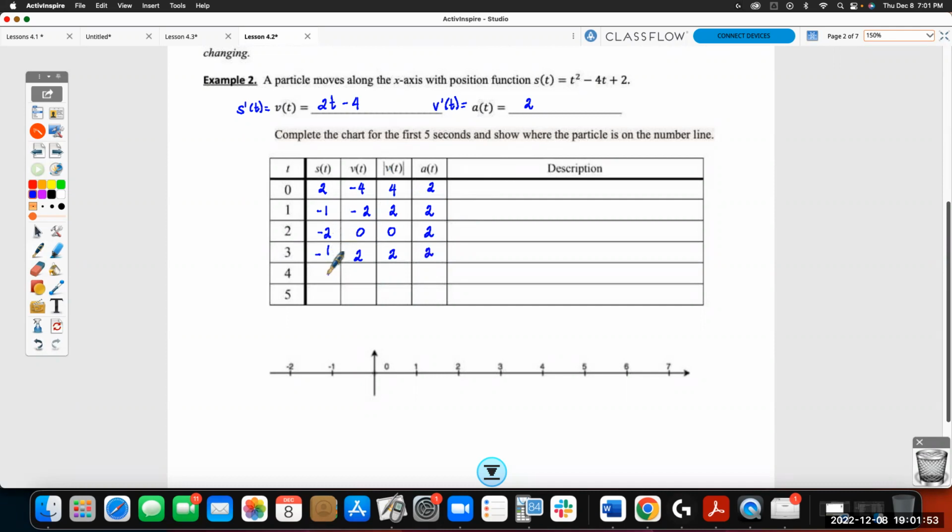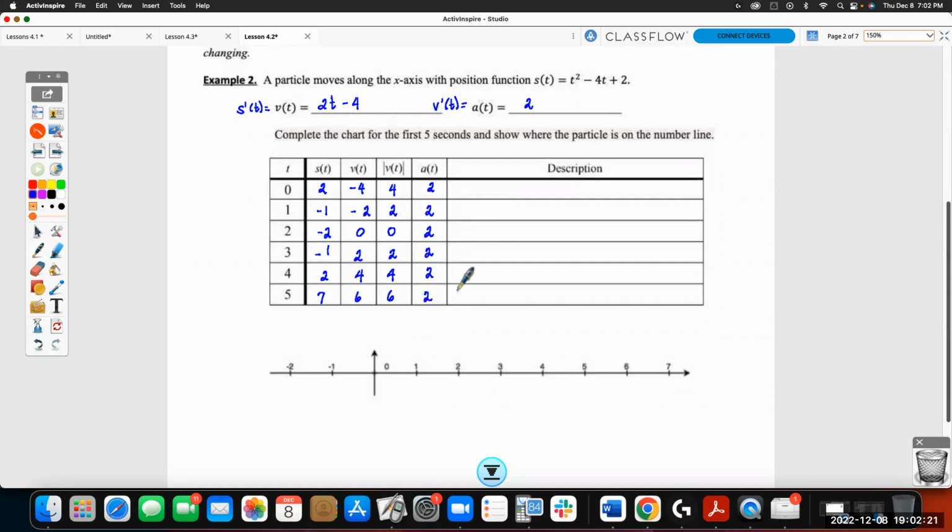If the time is 4, position is 2, velocity is 4, absolute value of velocity is 4, acceleration is still 2, and when t is equal to 5, position is 7, velocity is 6, absolute value of velocity is 6, and the acceleration is 2.